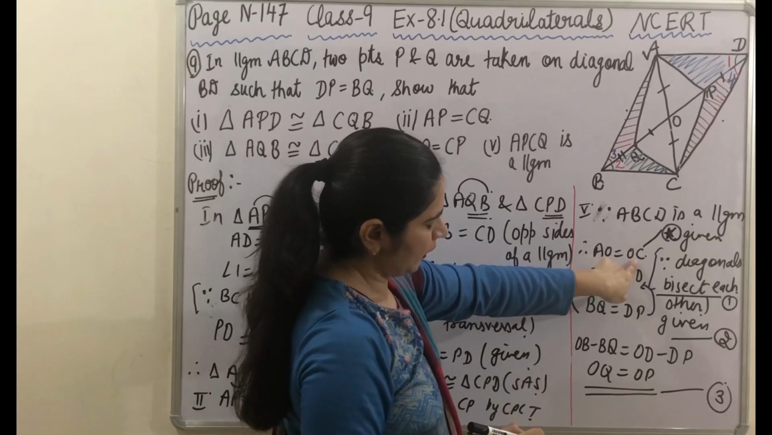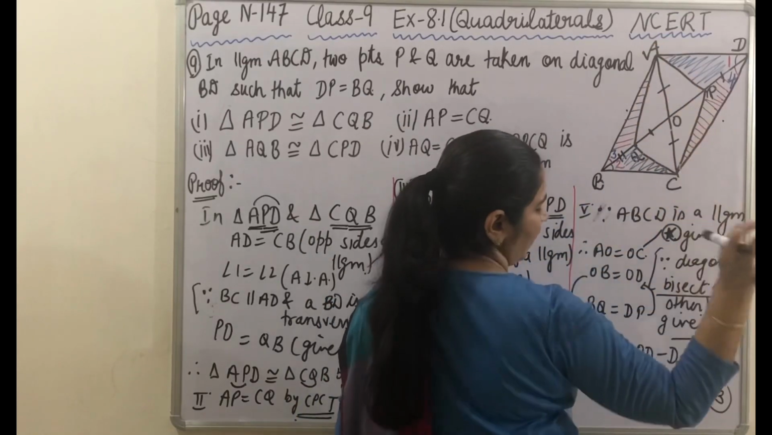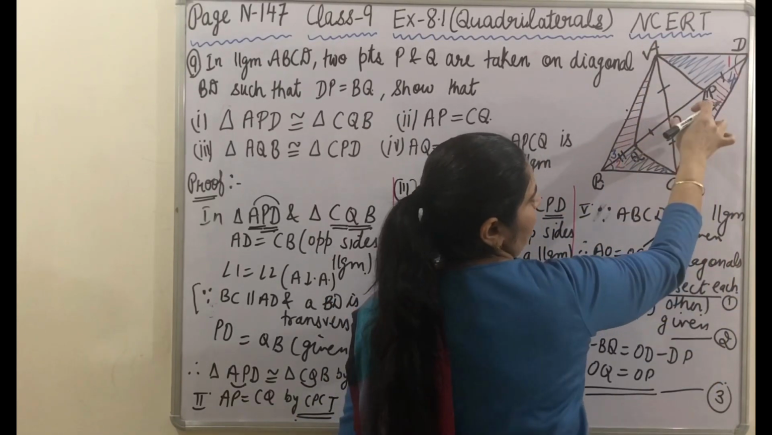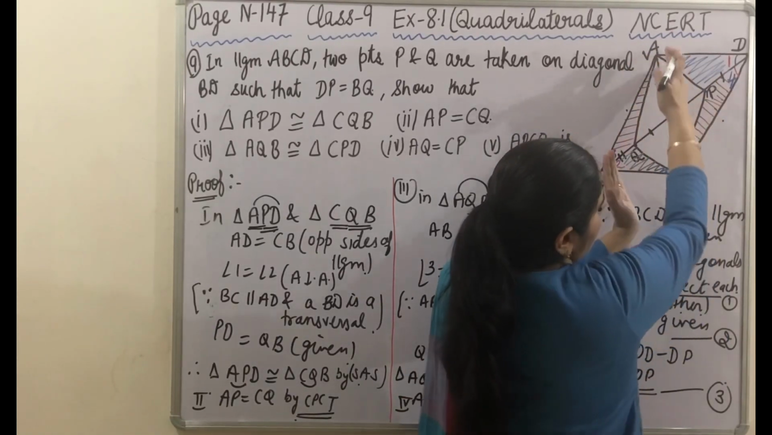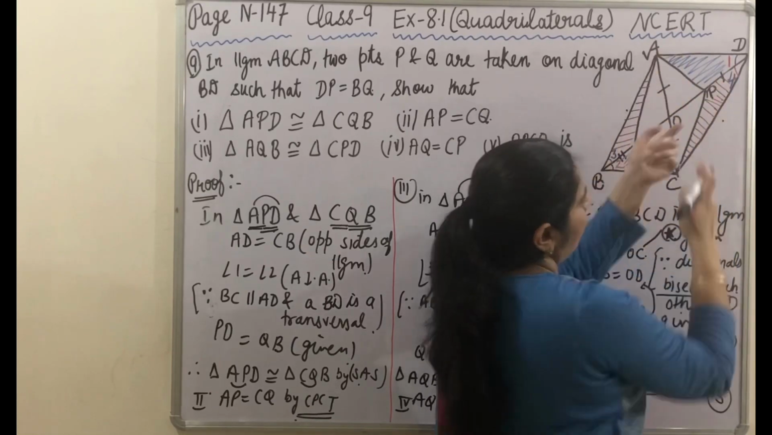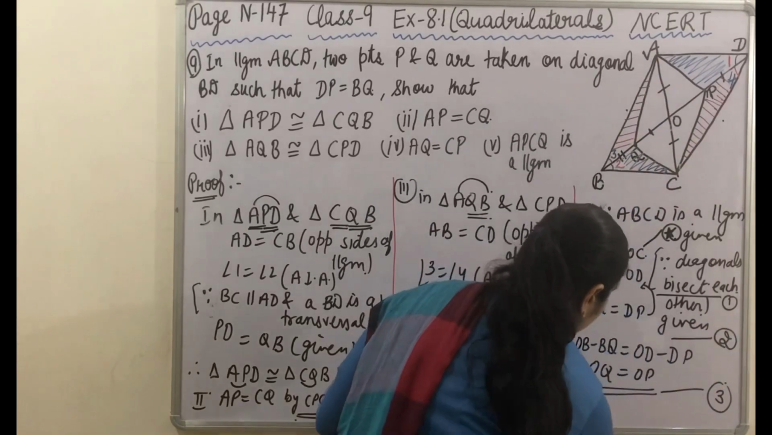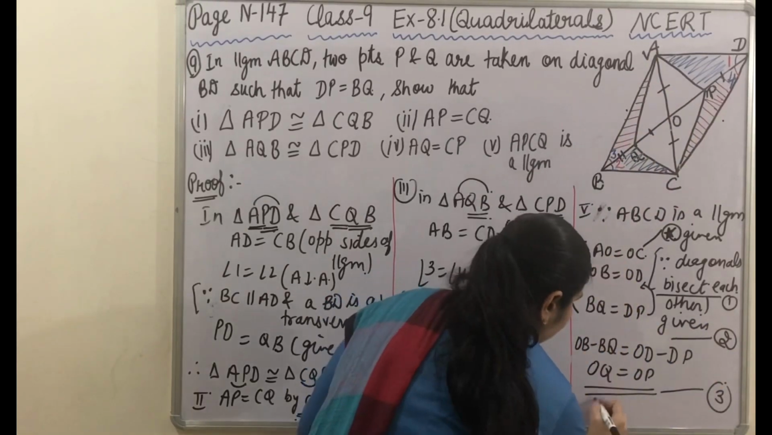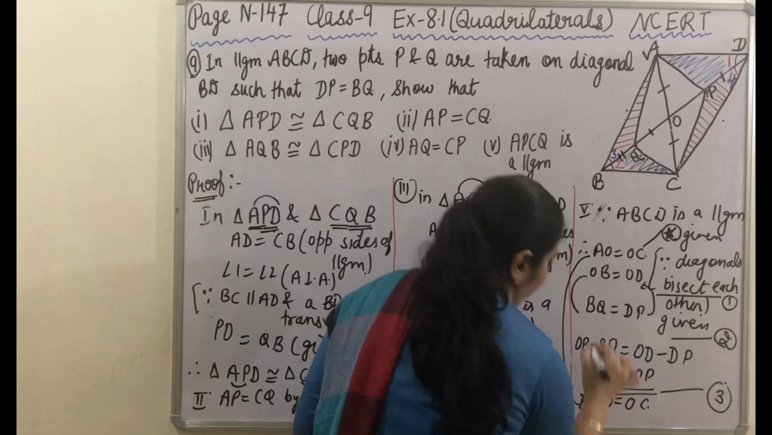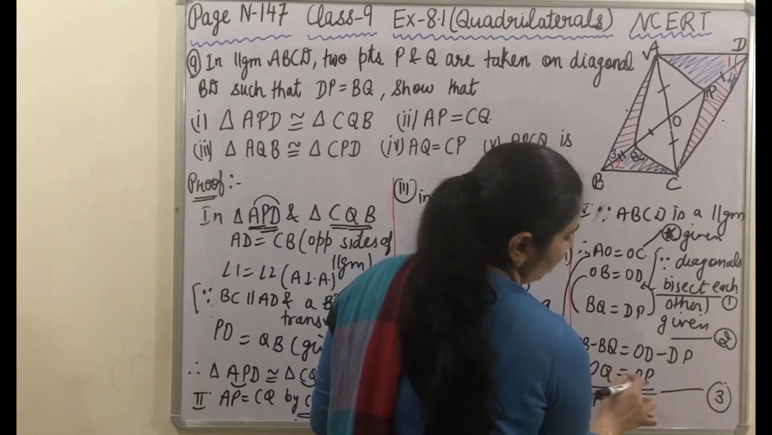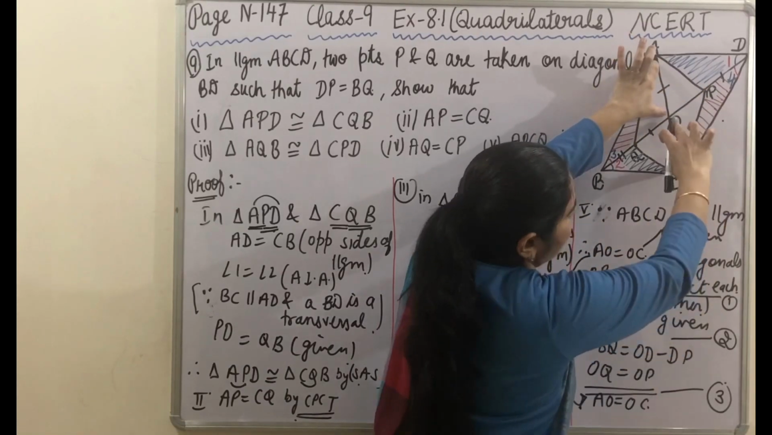AO is equal to OC, OQ is equal to OP. AO and OC both are equal and OQ is equal to OP. If these two diagonals are bisecting each other, it means this is also a parallelogram. When diagonals are bisecting, we can say it's a parallelogram. Here, one more line I am writing again, AO is equal to OC, so that there will be no confusion. This line I am writing here again: OQ is equal to OP and OA is equal to OC.